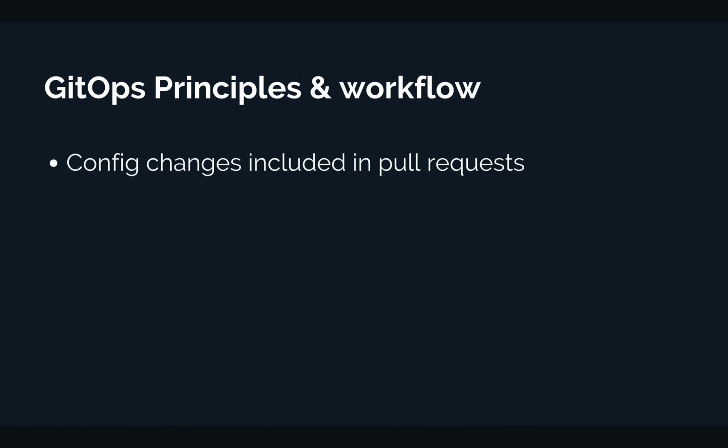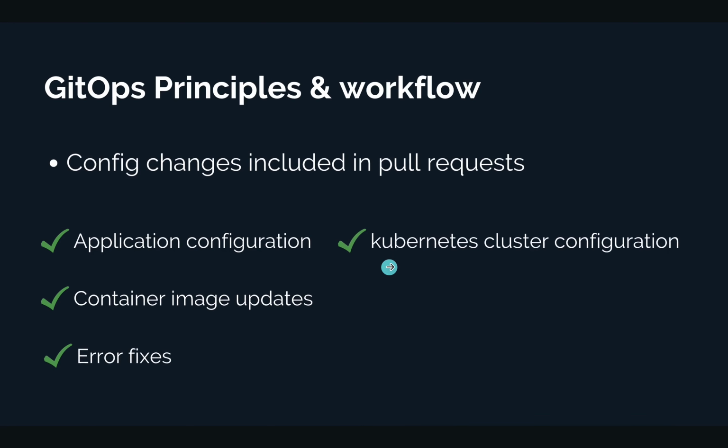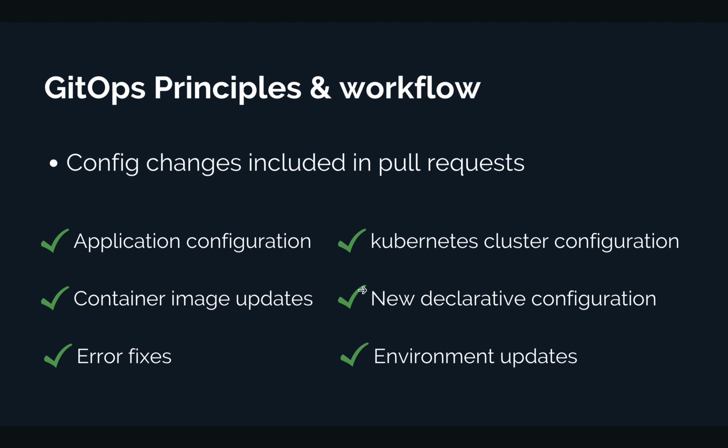So what changes can be found in this pull or merge request? Well, changes can be related to the application configuration, or changes related to the Docker image, for example updating the tag or the version, or for example fixing some errors or bugs, or changes related to the Kubernetes cluster configuration, or it can be a new declarative configuration, for example you are creating a new object or a new resource in your cluster, or finally it can be changes related to the environment itself.